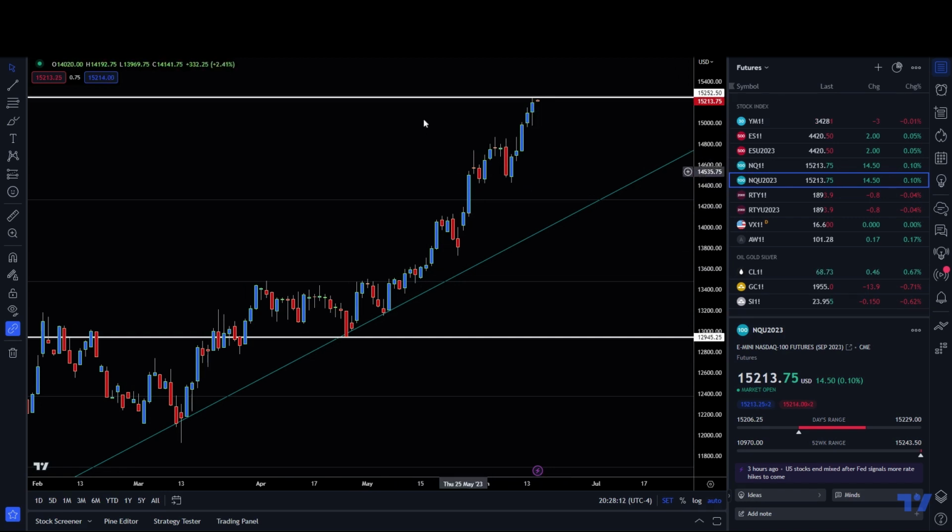So probably you want to be buying the Nasdaq somewhere around here. See this support and resistance here? Support, resistance, support, resistance, support, resistance, right? One tip I'll say for those of you who are new: when you get a support level, then you get a resistance level, and this is why you don't need indicators. Support and resistance is really all you ever need to trade the market.